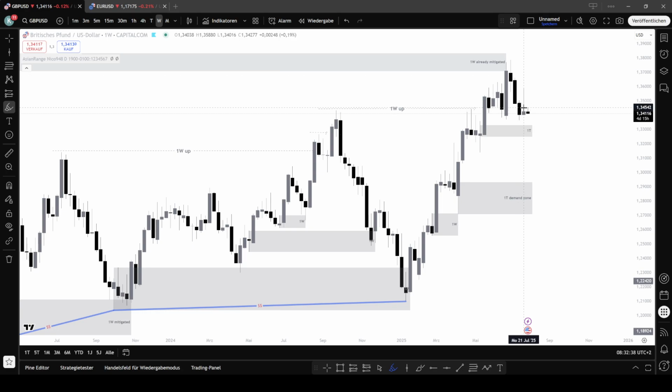It might happen directly, where price might react here and go up. Or if it doesn't happen that way, price might dump, come into this daily demand zone before going up to fill this imbalance up to around this level.